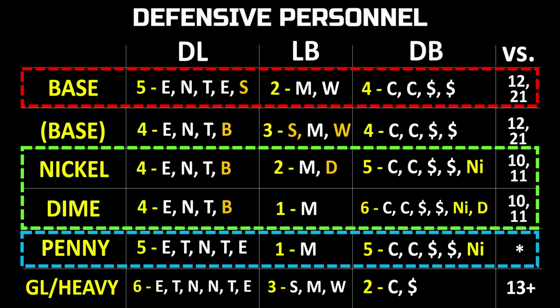Penny, same thing. That could be grouped into a base playbook or a sub-package playbook. Sub meaning you're substituting the nickel and the dime. So a nickel and dime penny could be grouped into that, but is usually not going to be because you have 5 down linemen. And then your goal line and heavy packages are going to have their own separate playbook with different calls than the base and sub-package ones as well.